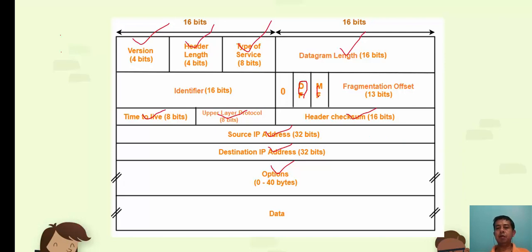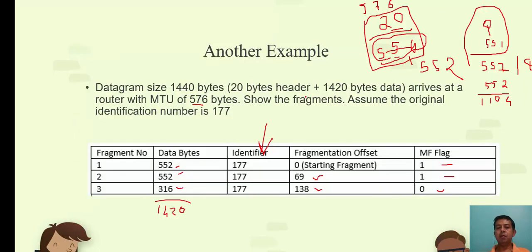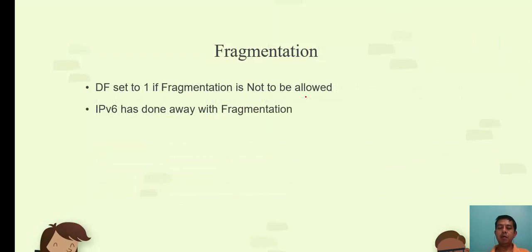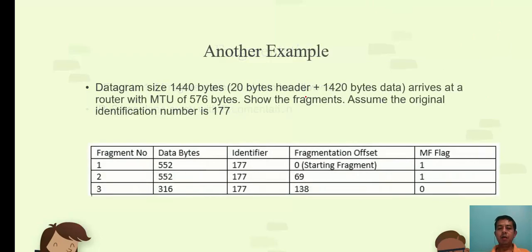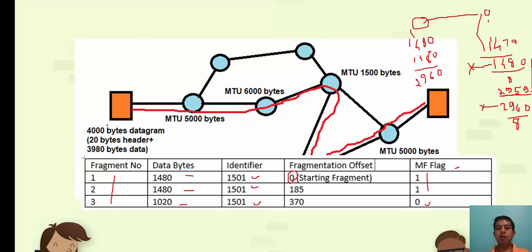Three flags. The MF flag we have discussed here; it is set either to 1 or 0. Now the DF flag. DF indicates do not fragment. So if the DF flag is set, that means do not fragment under any circumstances. So in this example, if I had set DF equal to 1, that means do not fragment this packet even if it is required.